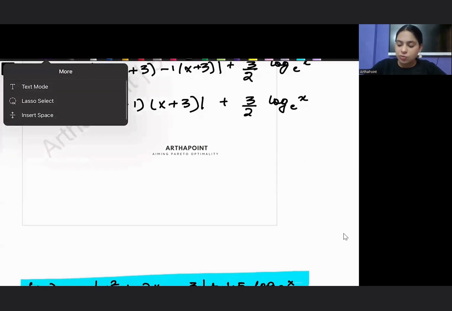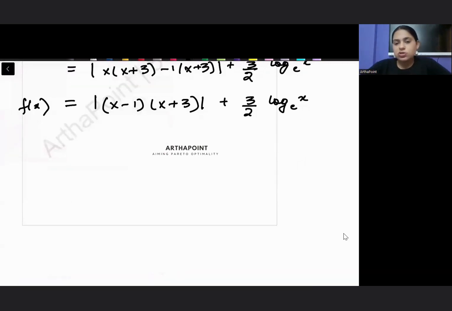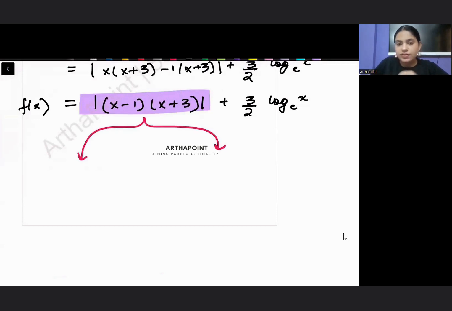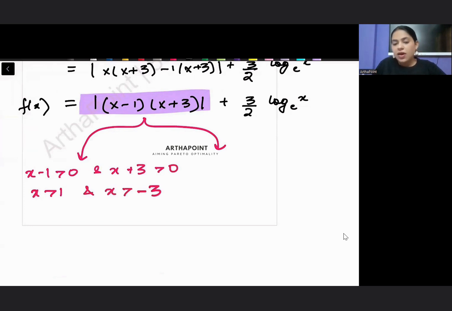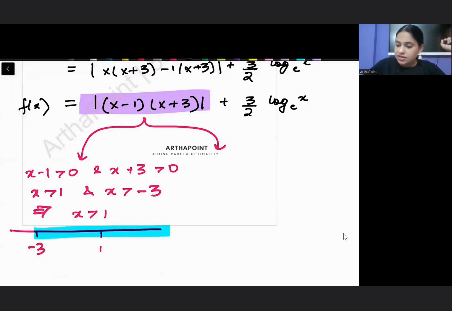Now, because this is in the mod, I need to check where the function will be positive and where the function will be negative. If I just try to see where this is going to be positive, it is positive if both of them are positive. So x minus 1 is positive and x plus 3 is positive. So x is greater than 1 and x is greater than minus 3. This gives me that x is greater than 1, because I need to club the two things together. This is minus 3, this is 1. So greater than minus 3 and greater than 1 gives me greater than 1.